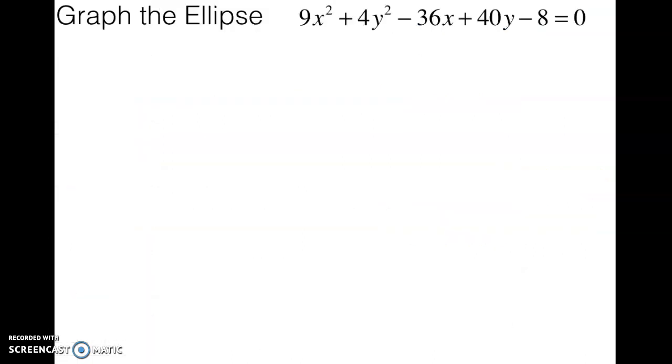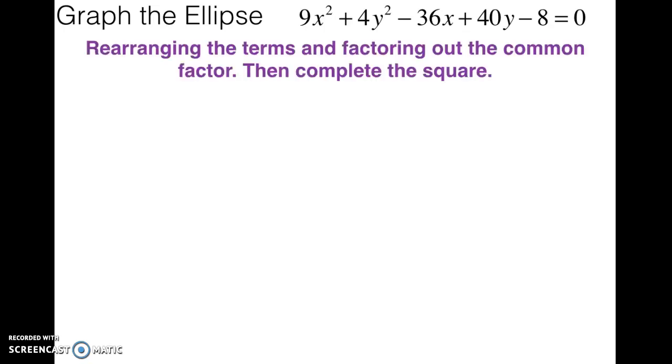Okay, we're going to graph the following ellipse. We have 9x squared plus 4y squared minus 36x plus 40y minus 8 equals 0. The first thing we're going to do is rearrange the terms and factor out the common factor, and then we'll complete the square. I'm going to organize my information so my x terms are next to each other and my y terms are next to each other, and any constants I have are on the other side of the equation. I need to factor out the common factor. So I see 9 is my common factor for my x terms and 4 is my common factor for my y terms.